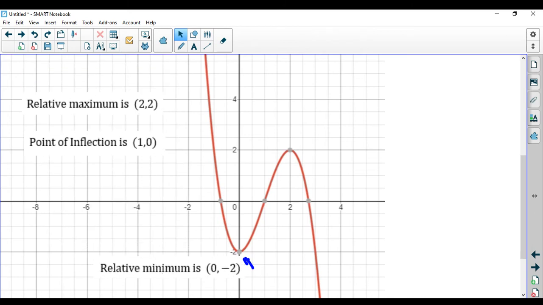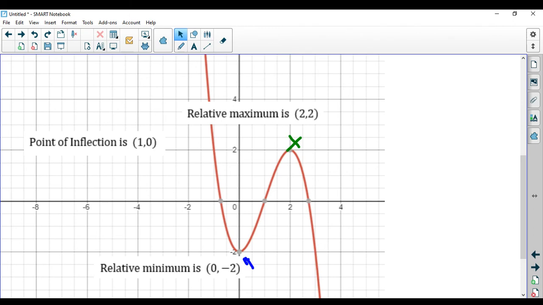We found that there's a relative maximum at 2, comma 2. 2, comma 2 is right here, and of course that turns out to be a relative maximum.